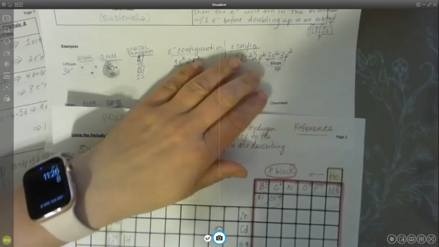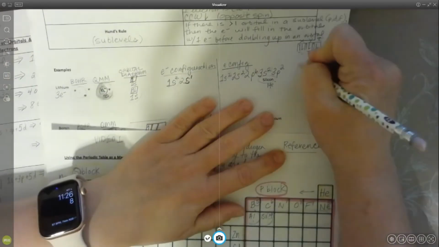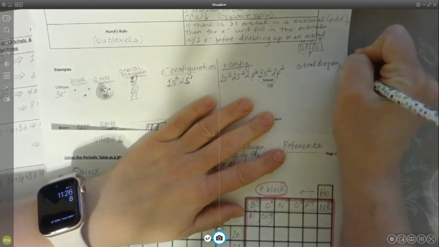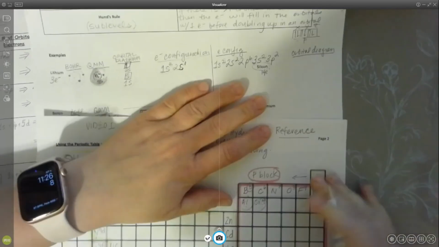Now, if we want to make this into an orbital diagram, which is really nice and visual, and you will need to be able to read these.